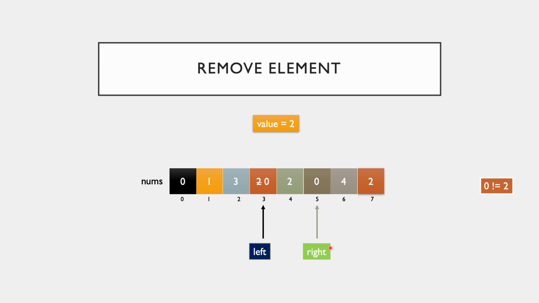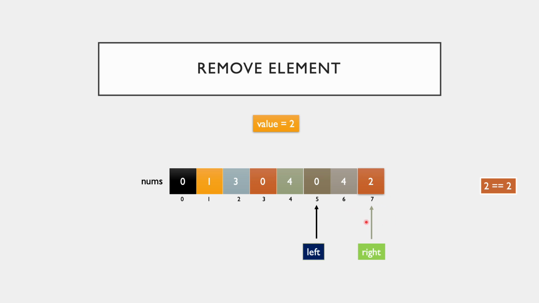So when we increment left and right pointer, our nums of right is 0, which is not equal to the value 2. So again, we are going to update the element at index left with the element present at index right, which is 0, and increment left and right. Now we have nums of right as 4 and 4 is not equal to the value 2. So again we are going to update the element present at left to the element present at right. So we've updated the value at index 4 to 4, which was initially present at index 6. Now again we increment left and right pointer.